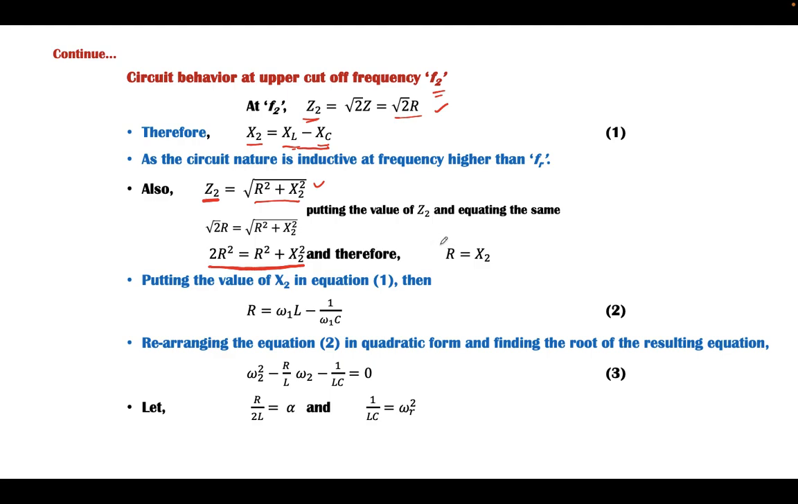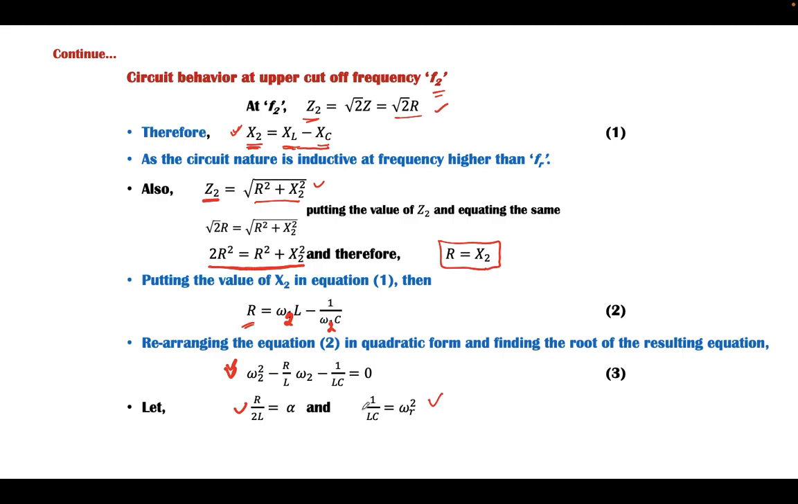From this equation, we can again find R is equal to X2, as in the earlier case when F1 was considered, where R was equal to X1. In this case, putting the value of X2, and here it is R only. XL is equal to omega 2 L and XC is 1 by omega 2 C. Then the equation is rearranged as a quadratic equation. In this quadratic equation, let alpha be equal to R by 2L and 1 by LC be equal to omega R square again.